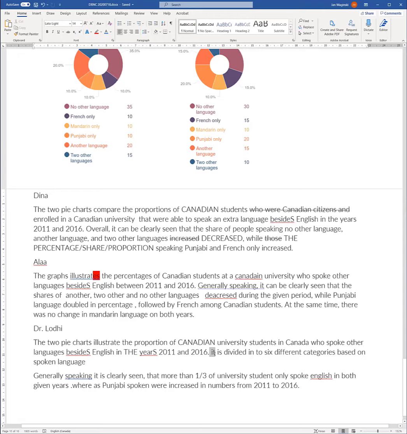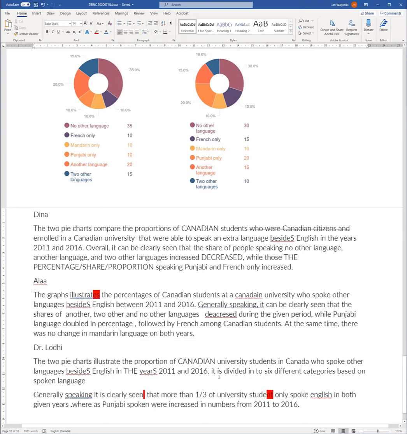So Canadian university students were divided into six different categories? Yes, and that's plural, right? Yeah. These students are divided into six categories based on spoken language. Okay, good. Generally speaking, it is clearly seen, no comma here, that more than one third of university students only spoke English in both given years. That's not true, because in 2016, it's under one third. 30% is less than one third.